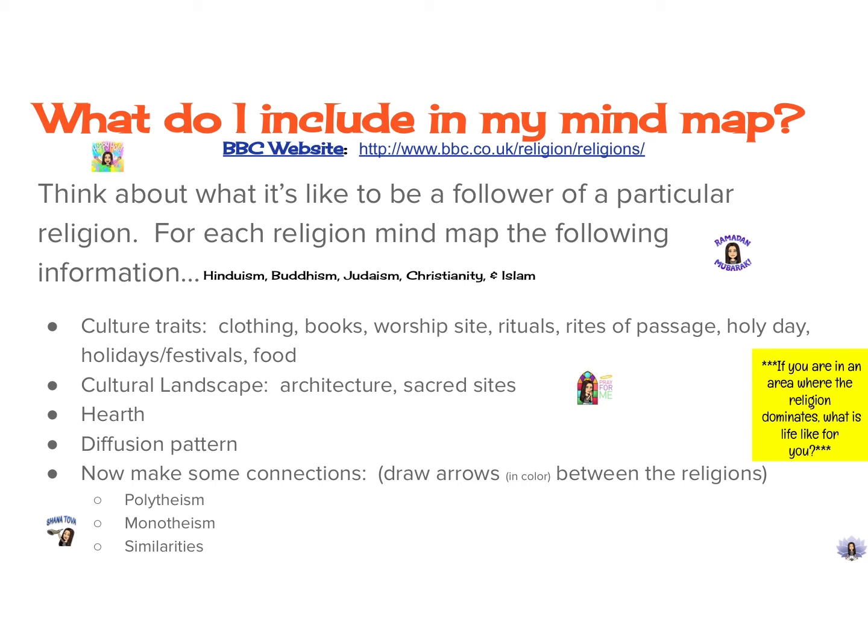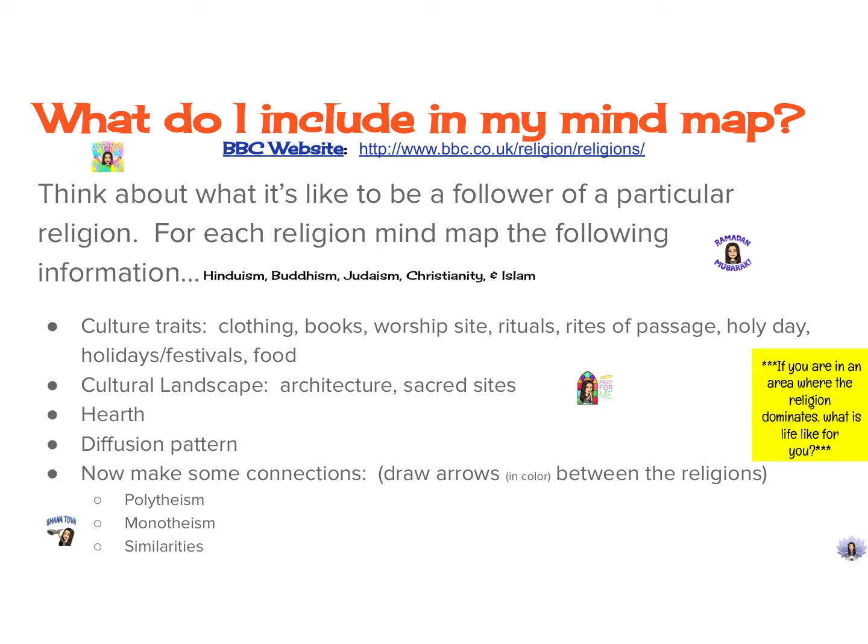So this is what you are going to be working on for the rest of the class period. You have this slide on Canvas, so you have these directions. I just wanted to walk you through it really quickly. You are making a mind map of all of the 5 religions that we just talked about. You are going to find your information through this link at the top. The BBC website is what you're going to use.